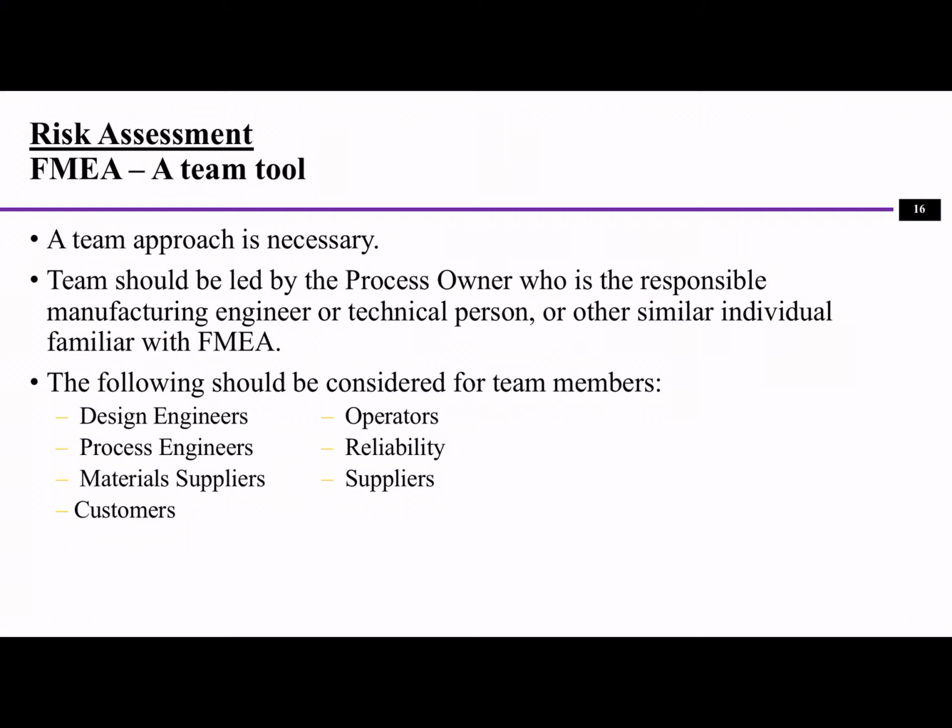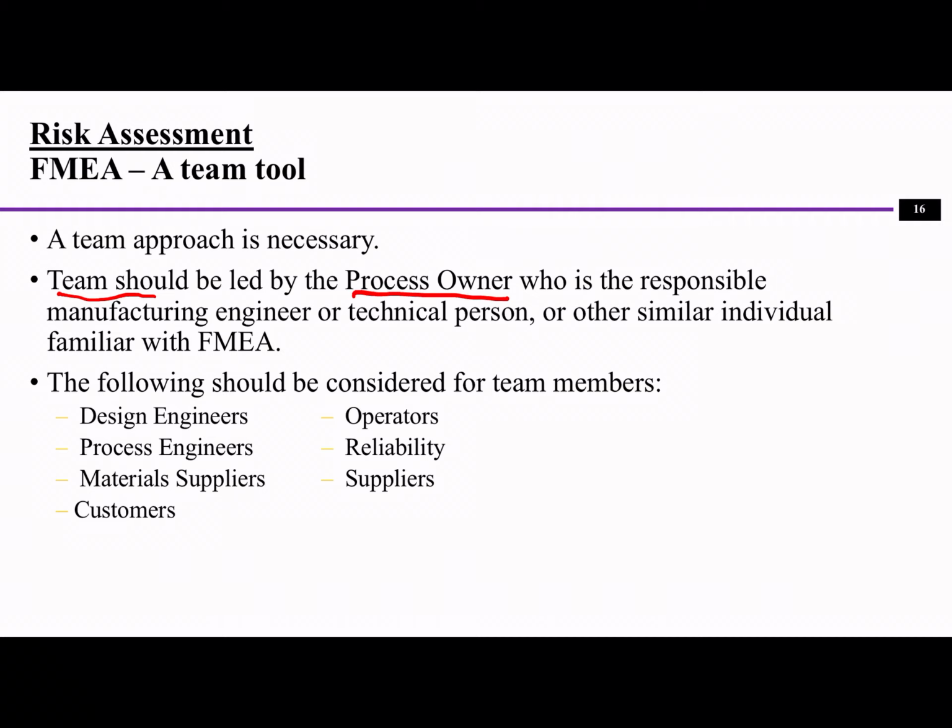So in terms of using FMEA, it's typically a team approach. Which means you group a team of people from different functions, not just yourself or a group of people from only a single function, because you might want to bring in many different perspectives in order to complete the whole FMEA and have a better understanding of the failure mode. So a team can be led by the process owner, who is responsible, a manufacturing engineer or technical person, or similar individuals familiar with FMEA.